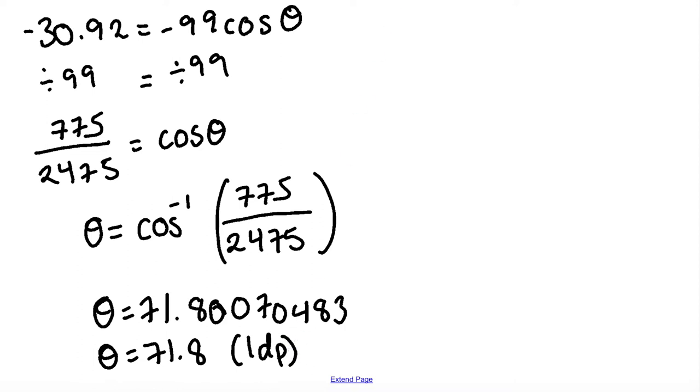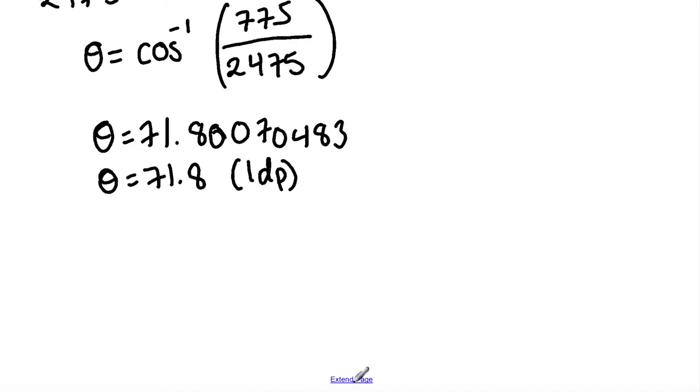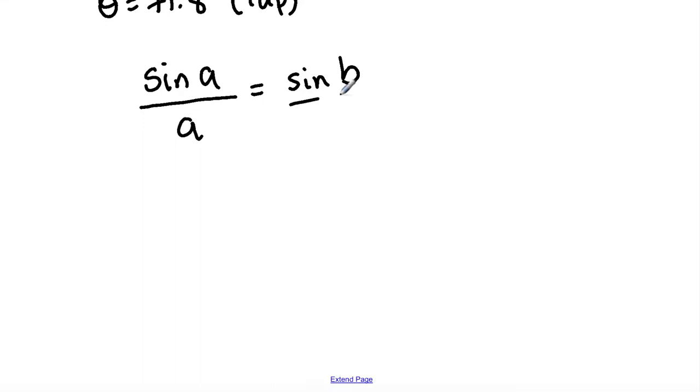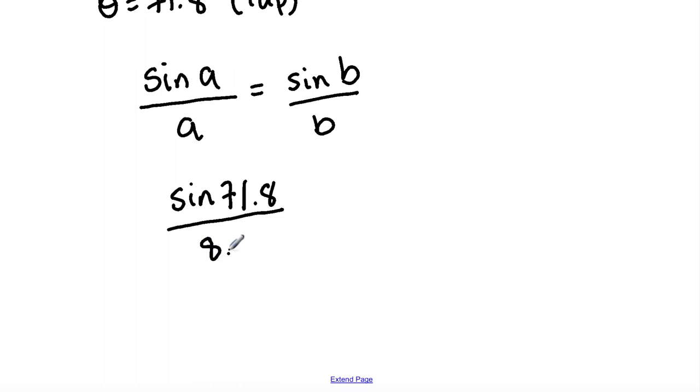Now I'm going to be using the sine rule to work out the angle of y. So the sine rule states sine A over A is equal to sine B over B. Now the angle of A is 71.8, and I'm going to substitute into this equation, and the length of A is equal to 8.3. So what we should have is sine 71.8 over 8.3 equals sine B, the angle that we want to find out, over side B, which is 7.5.